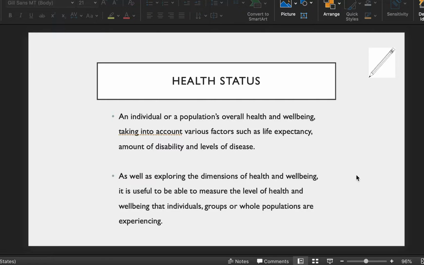So when we do this, we explore the dimensions of health and well-being. We're able to use that as a measure of the level of health and well-being that different individuals, groups, or whole populations are experiencing. So for example, quite often when you look at the status of health within Australia, one of the indicators that comes up is the different groups.